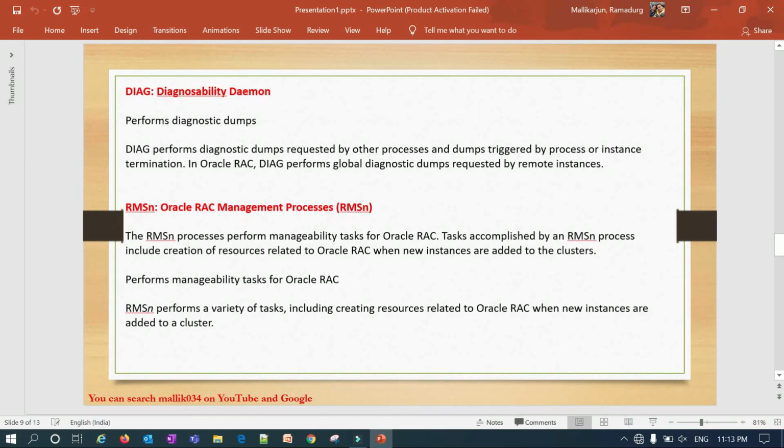So the moment you add the third node, for that third node to function properly in my clusterware, it should also have a set of processes, a set of services and a set of resources needed for that particular third node. And which process will provide all those details? My RMS will give all those details, whenever there is a creation of a resource related to Oracle RAC when a new instance is added to my cluster nodes, right?